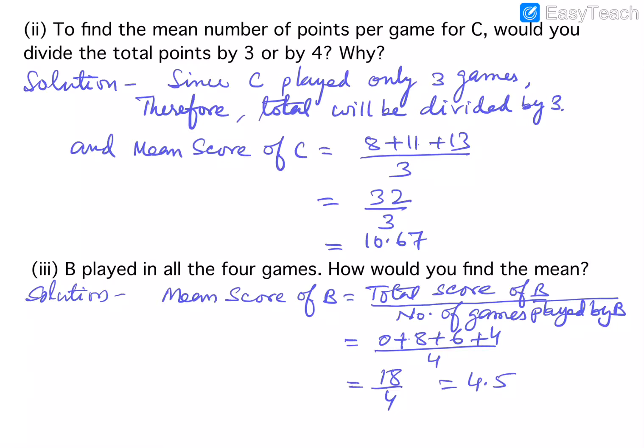Now in the third part, B played in all the 4 games. How would you find the mean? Mean score of B is equal to total score of B upon number of games played by B. 0 plus 8 plus 6 plus 4 by 4, and this comes out to 4.5 points per game.